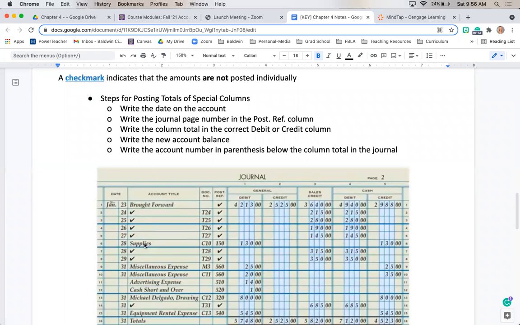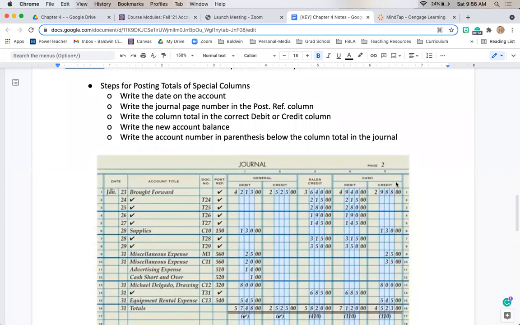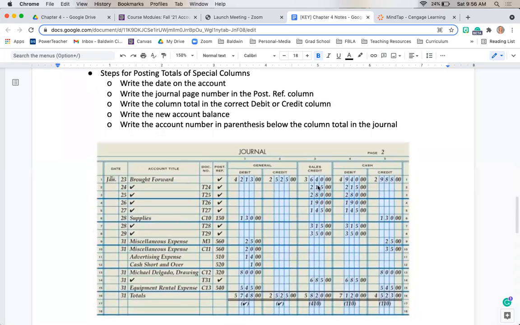If I go down, I can see that, oh, there's supplies and it's found in the general debit and our cash credit. So this transaction is one that we posted in 4.2. Now we're just focused on these three columns: sales credit, cash debit, and cash credit. And these are called special columns. Instead of posting these individual amounts every single time, we are only going to post the totals. So just the total sales, the total cash debit, and the total cash credit. It's going to save us a lot of time, less entries that way.